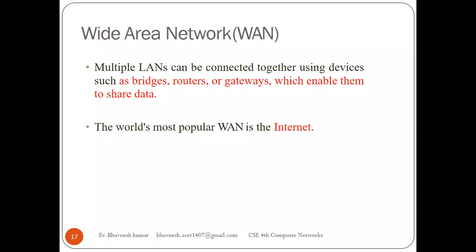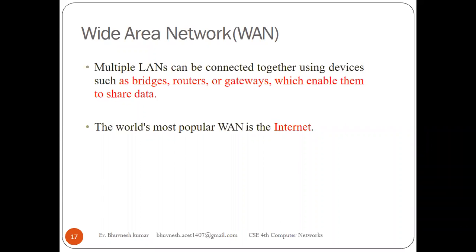Next point, multiple LANs can be connected together using devices such as bridge, router, gateway. Which devices are used for your wide area network? That is bridge, router, and gateway. But for a local area network, which devices are used? That is your hub and your switch. These two devices are used. For a wide area network, bridge, router, and gateway enable network resources to be shared.